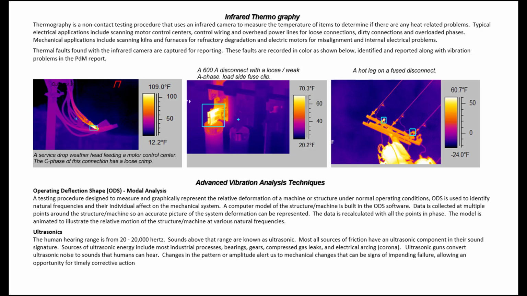The human hearing ranges from 20 to 20,000 Hz. Sounds above that range are known as ultrasonic. Most all sources of friction have an ultrasonic component in their sound signature. Ultrasonic guns convert ultrasonic noise to sounds that humans can hear. Changes in the pattern or amplitude alert us to mechanical changes that can be signs of impending failure, allowing an opportunity for timely corrective action.